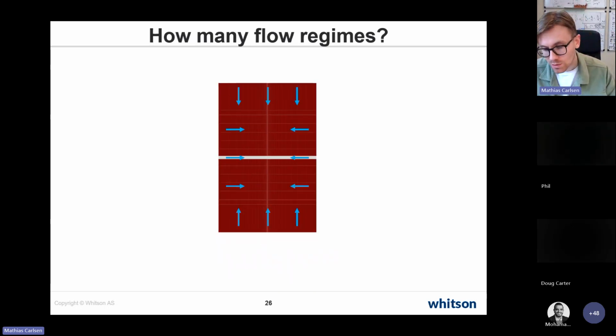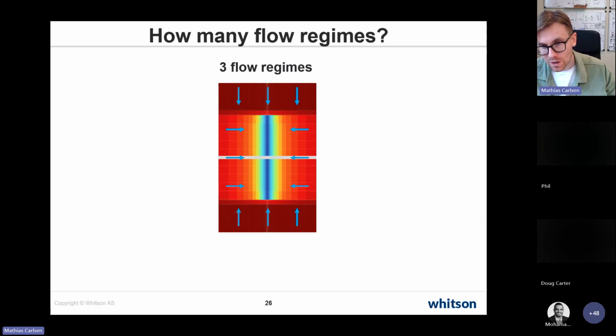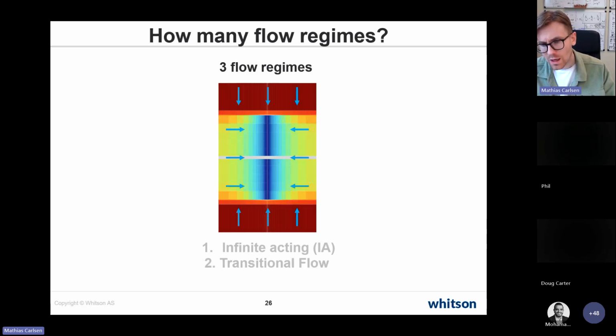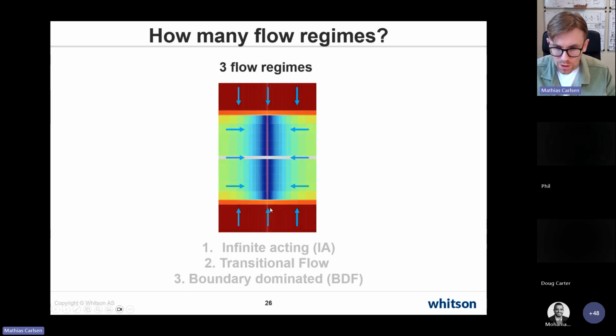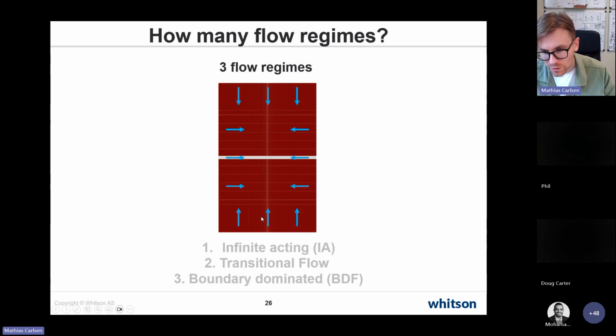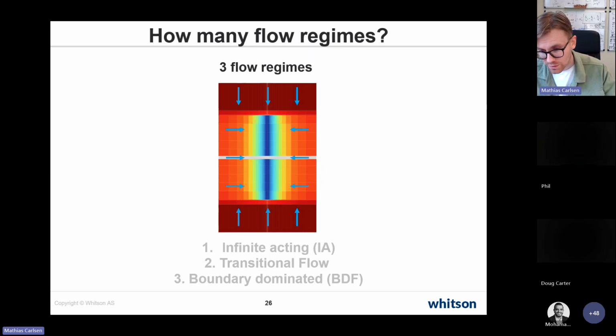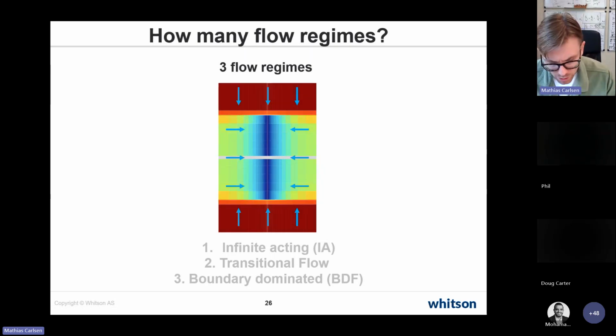And the number of flow regimes that we'll have is first you're infinite acting until you see any of the boundaries. Then you go into transitional flow, and until your whole non-stimulated rock volume here is depleted, you will not be in, at least by a rigorous definition, boundary dominated flow. People would probably call that apparent boundary dominated.